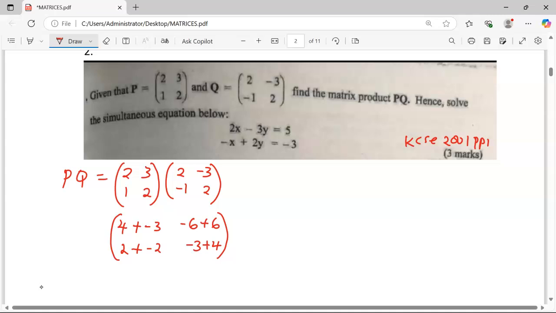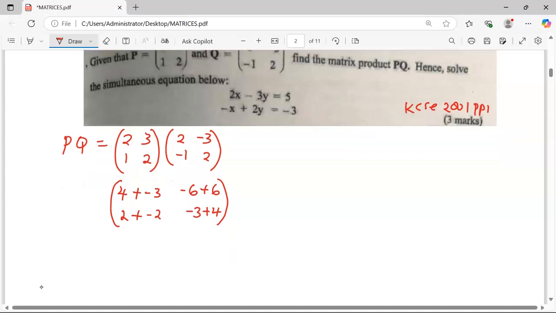This is going to give us 4 plus negative 3, which gives us 1. Negative 6 plus 6, you get 0. Then 2 plus negative 2, you get 0. Negative 3 plus 4, you get positive 1. And that is the product PQ, which is actually the identity matrix.